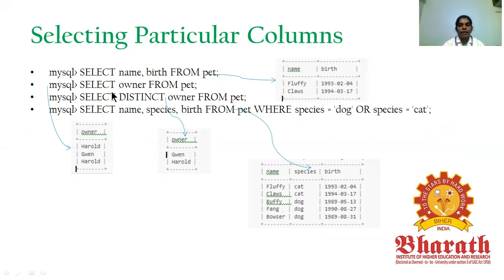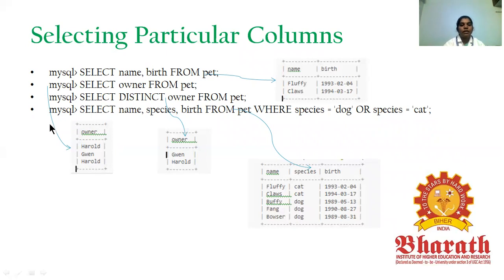Now look at the second statement: select owner from pet. The second query retrieves only the owner. See the owners, the names are repeated. Suppose I need unique owner names, you should add the keyword distinct: select distinct owner from pet.